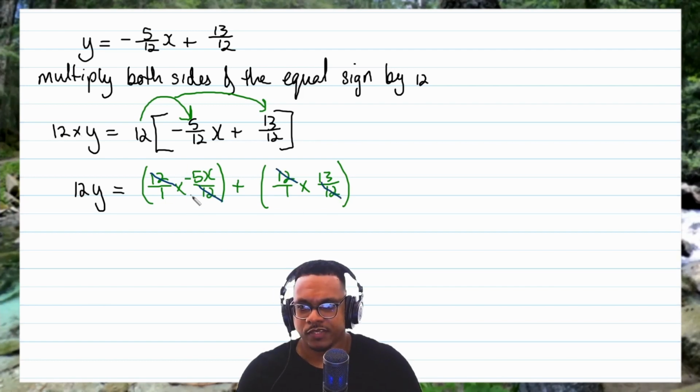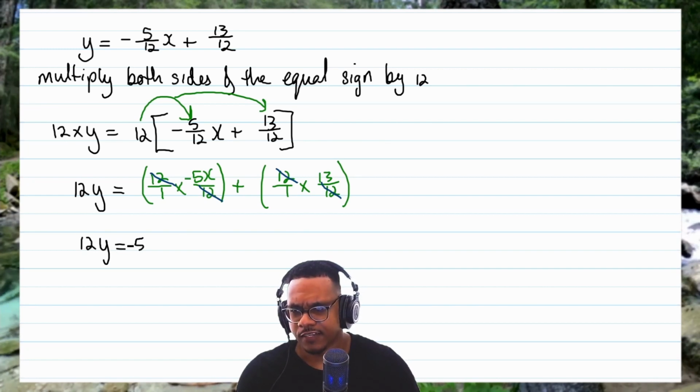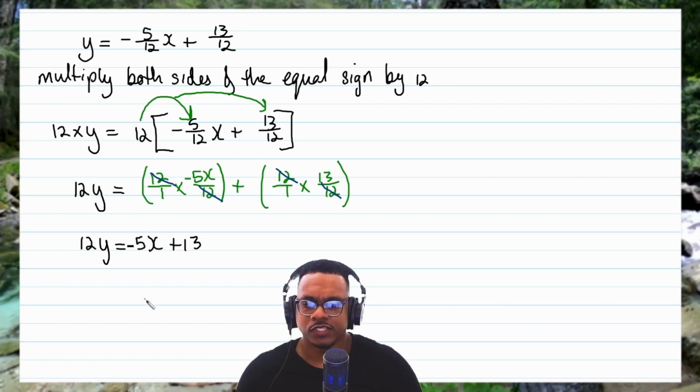So all I'll remain with here is negative 5x over 1, which is negative 5x. And all I'll remain with here is 13 over 1, which is 13. So I'll have 12y is equal to negative 5x plus 13. So my equation of the line would be 12y is equal to negative 5x plus 13.